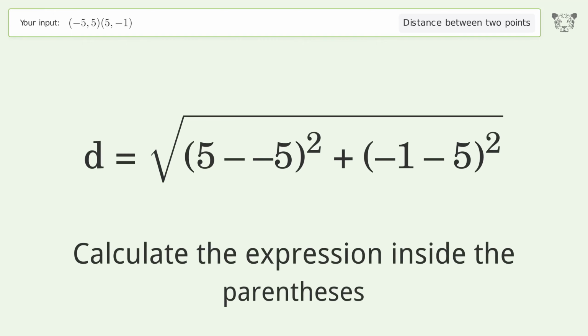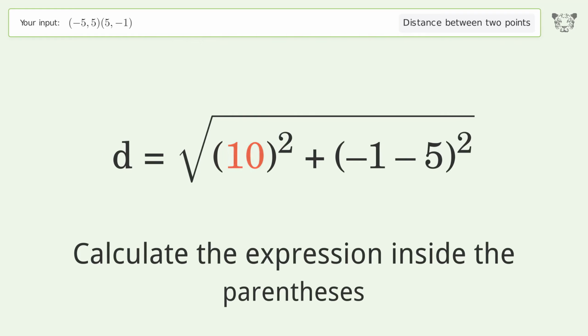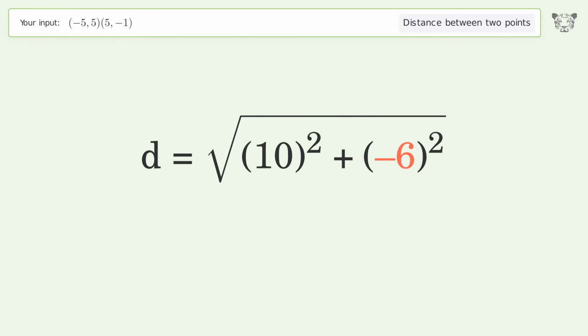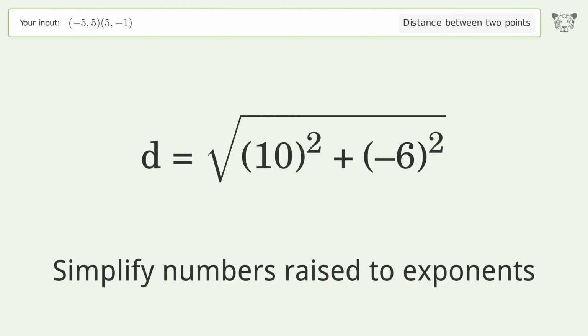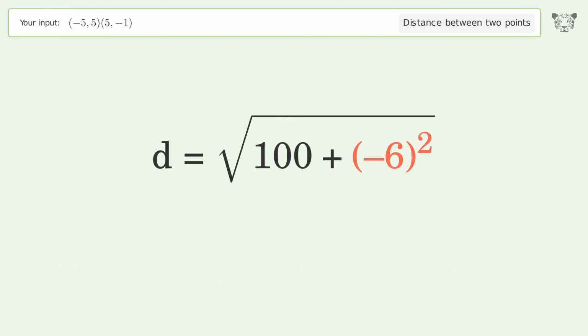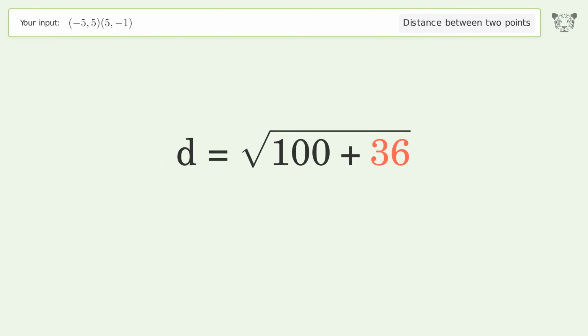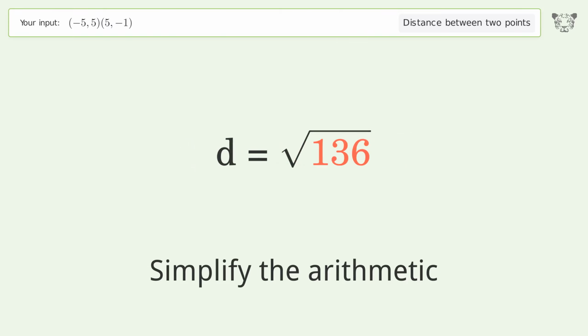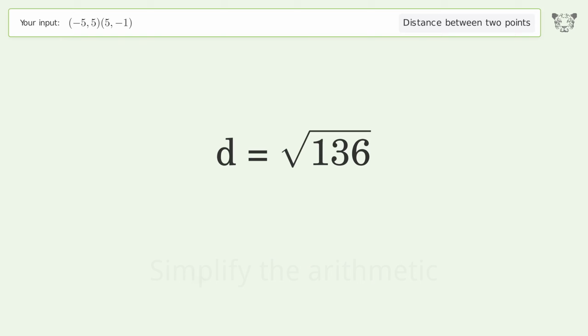Calculate the expression inside the parentheses. Simplify numbers raised to exponents. Simplify the arithmetic. And so the distance between the 2 points is the square root of 136, or 11.662.